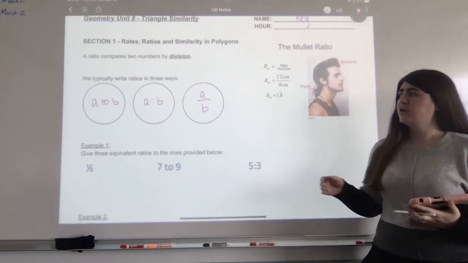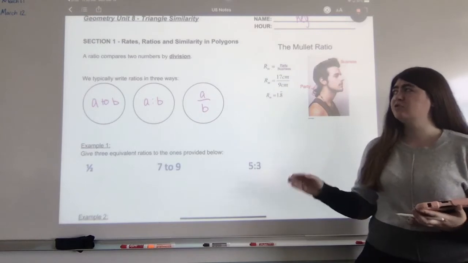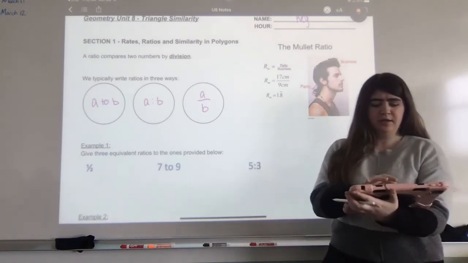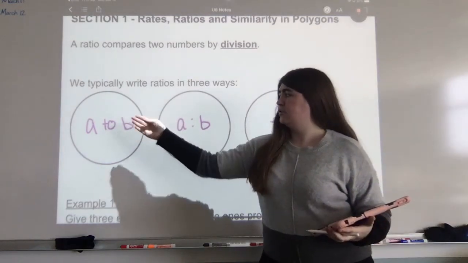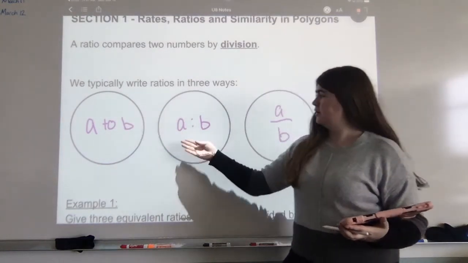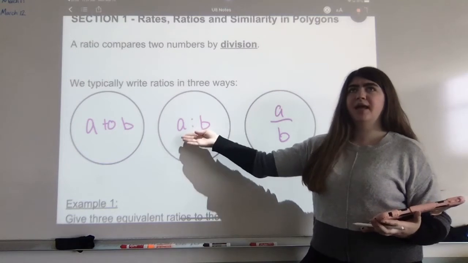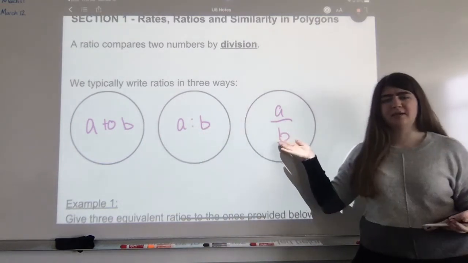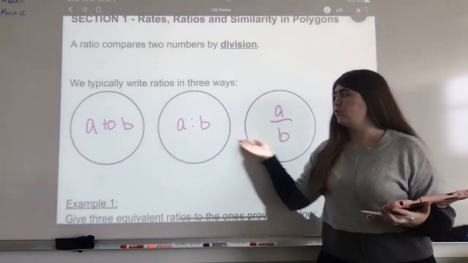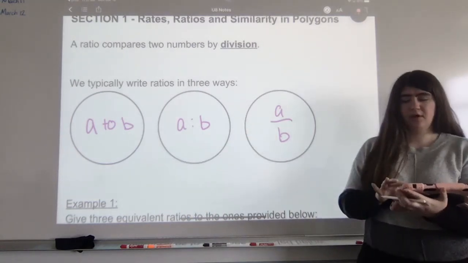So to start with, we have a ratio. A ratio compares two numbers by division, and we typically write ratios in three ways. It'll be A to B in words, A colon B, and A over B as a fraction. So these are the three different forms that ratios come in.